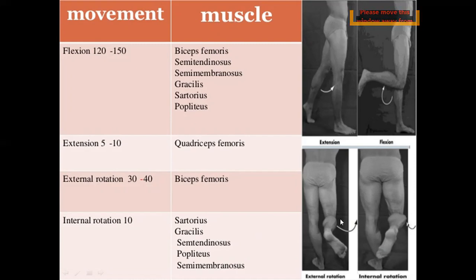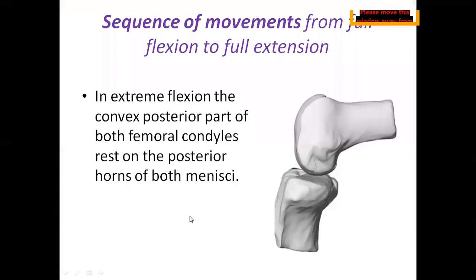External rotation is brought about by biceps femoris, that is 30 to 40 degrees of rotation is possible. Internal rotation is very much less, it's only 10 degrees, which is brought about by sartorius, gracilis, semitendinosus, popliteus and semimembranosus.